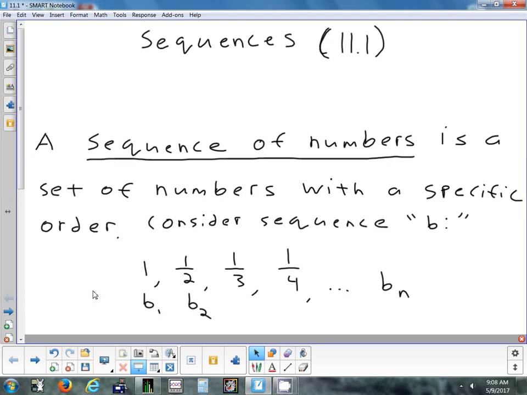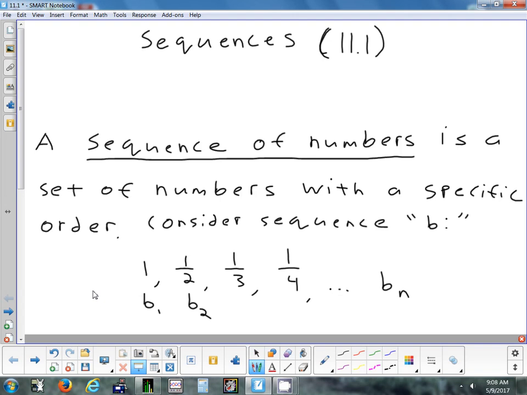And the way we identify the terms in a sequence, we say B sub 1 is the first term in sequence B. B sub 2 is the second term. B sub 3 would be the third term. B sub n would be the nth term.